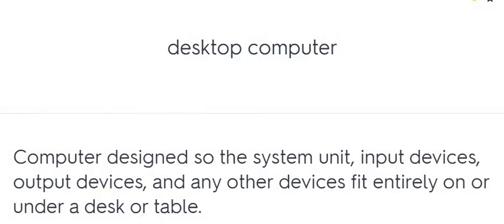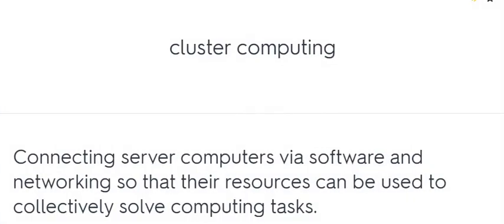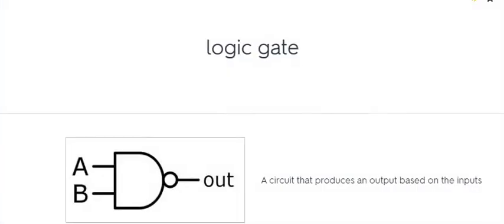Desktop computer: a computer designed so the system unit, input devices, output devices, and any other devices fit entirely on or under a desk or table. Cluster computing: connecting server computers via software and networking so that their resources can be used to collectively solve computing tasks. Logic gate: a circuit that produces an output based on the inputs.